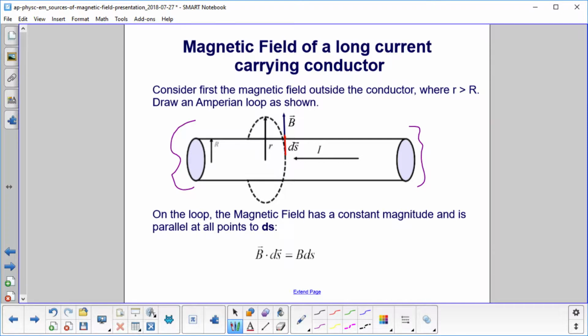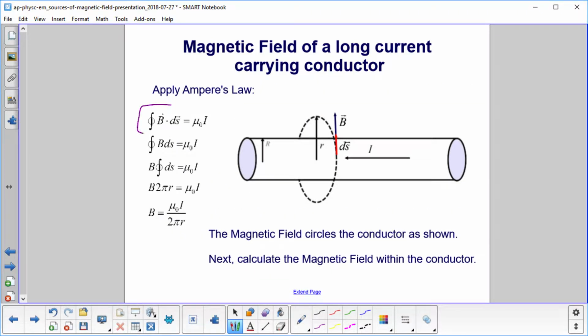We're going to take a distance r, which is greater than the radius R of the conductor. We construct an Amperian loop as shown. That's that disk there in the dashed lines. And on the loop, the magnetic field has a constant magnitude and is parallel at all points to ds. We've shown that before when we went over Ampere's law. So B dot ds will just be the magnitude of B times ds.